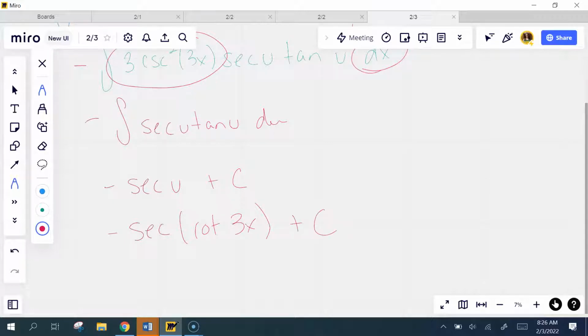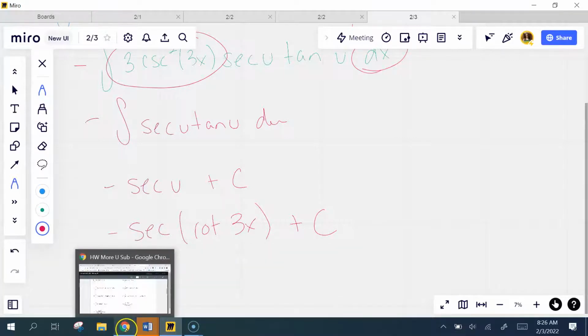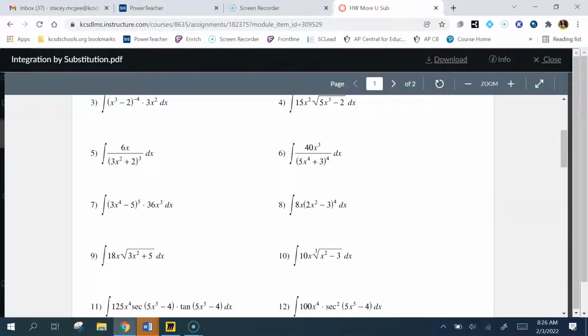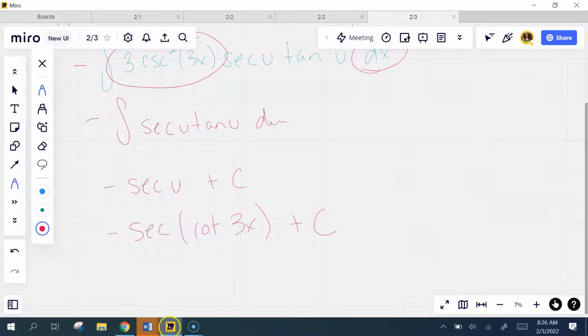Good. Does that make sense? Yes. So would you say 6 or 16? All right, well, I'll do 6 first. 40x cubed.